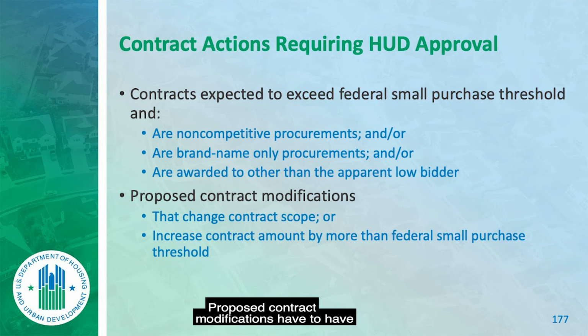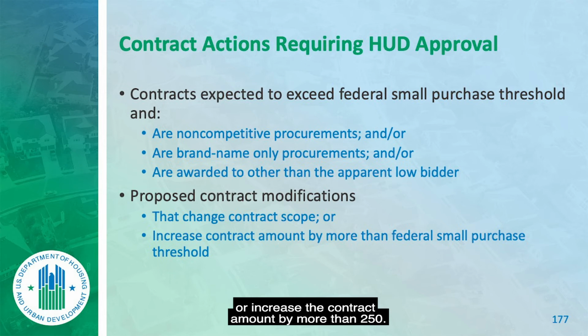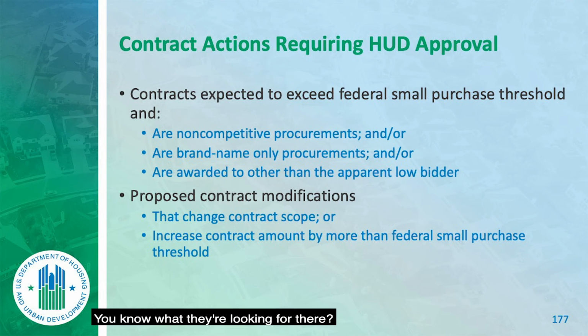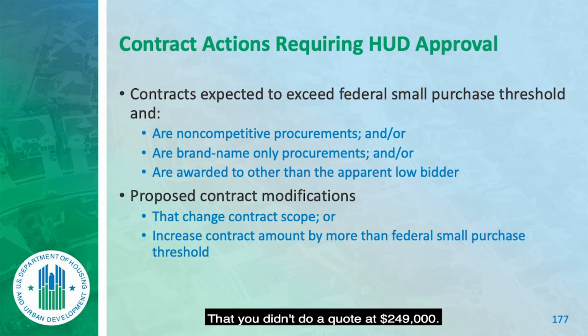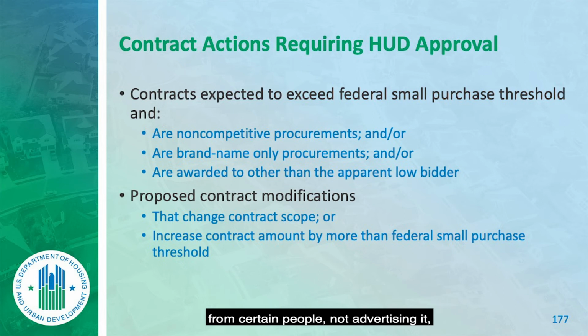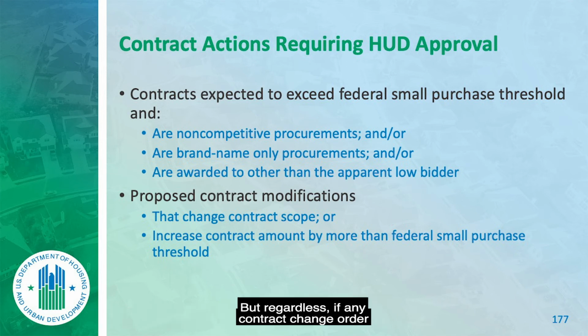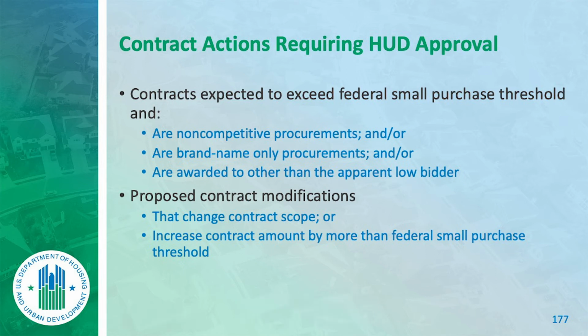Proposed contract modifications have to have prior HUD approval if they change the contract scope beyond what we published, or increase the contract amount by more than 250. You know what they're looking for there? That you didn't do a quote at 249,000, thereby restricting competition from certain people, not advertising it, and then turn around and give them change orders to take it above that amount. But regardless, if any contract change order takes it over 250, you have to get prior HUD approval.